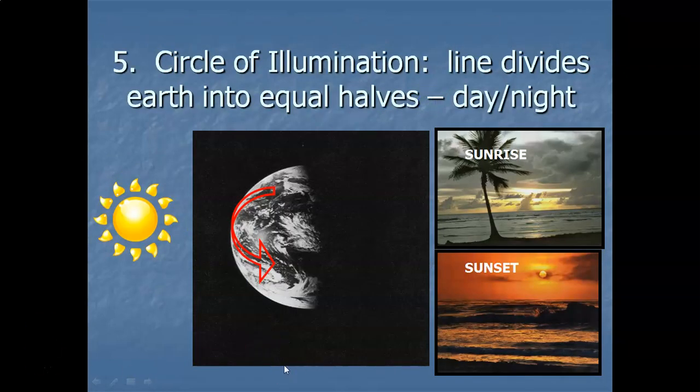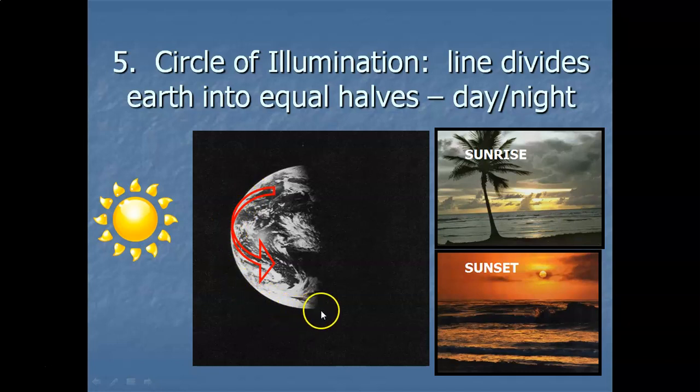The 5th factor is called the circle of illumination. And what it is, it's a line on Earth that divides it into equal halves of day and night. And so here I added the sun over here on the left, and you can see that one half is illuminated, and that's the daytime. And right here, all along this line of longitude, we call it the noon meridian, that line of longitude, directly facing the sun, it's noon.